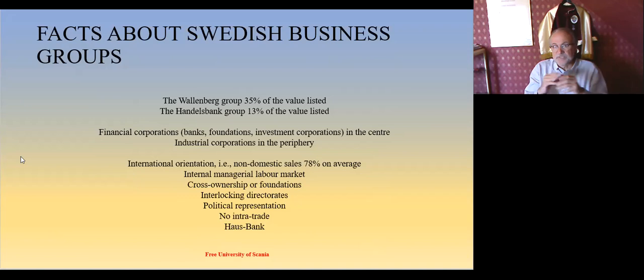Specific for Swedish business groups, but not for Japanese business groups, is that there is no intra-trade. They don't have a tendency to trade between each other, except for one thing, and that is financial resources. Because the distinctive thing is that they have this concept of the German house bank, a home bank. Of course they use many different banks, but they have a tendency to use one bank more than the others. That is the house bank.